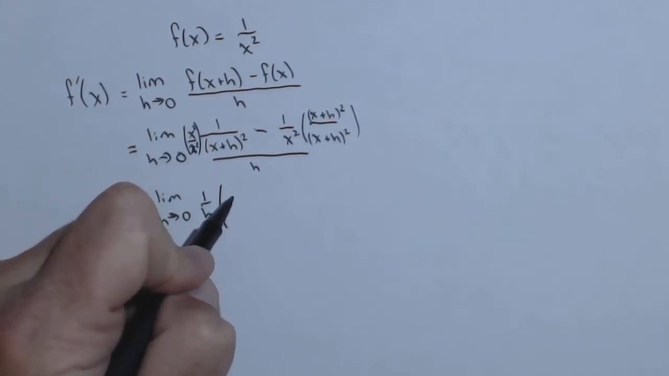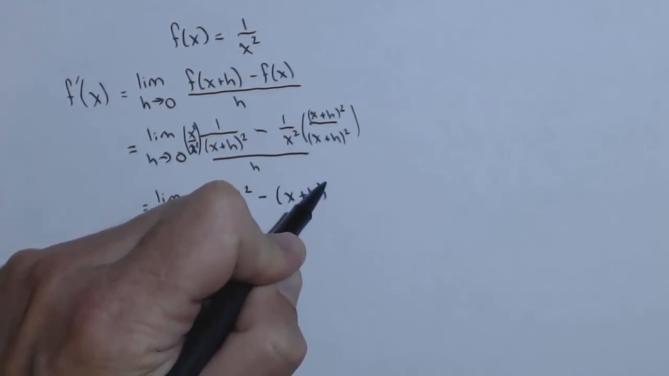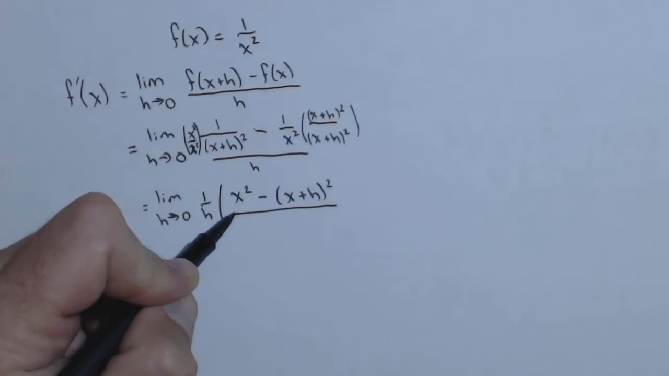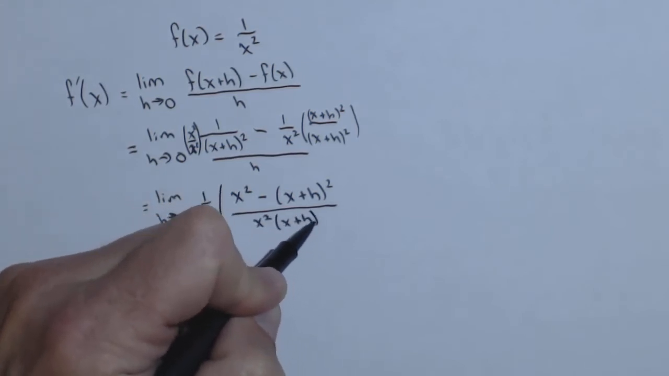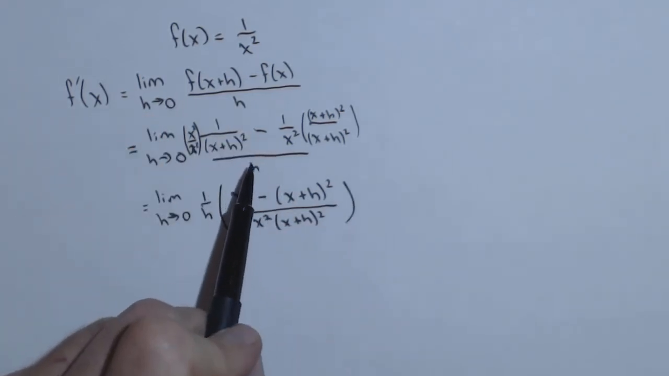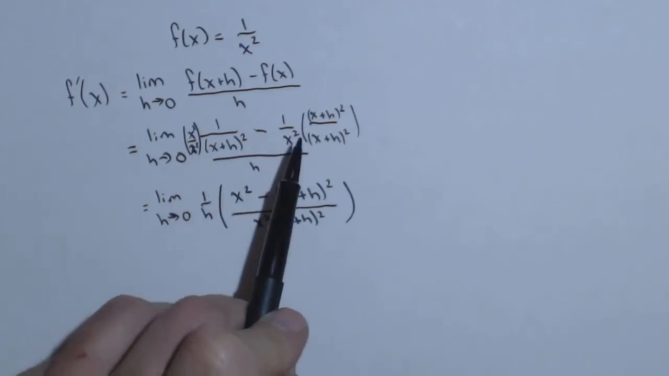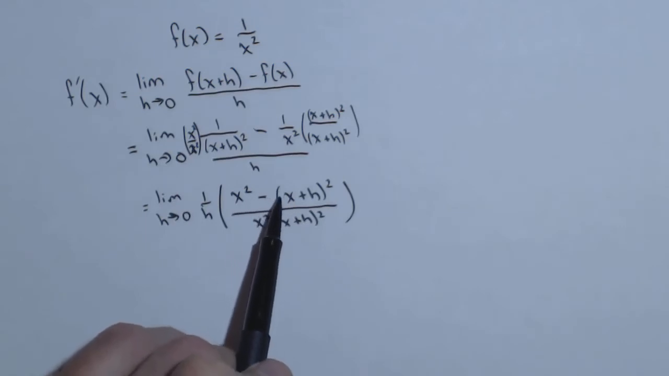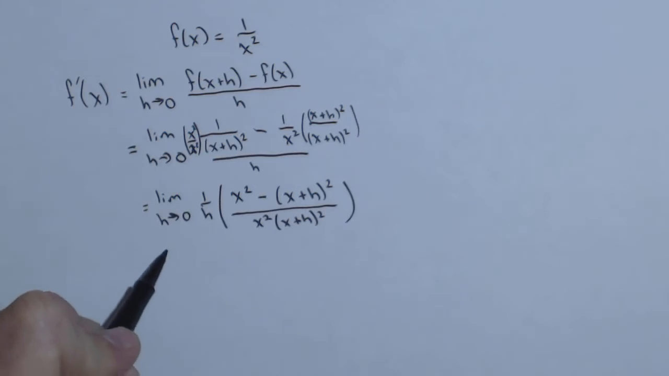And my numerator is going to be x squared minus x plus h, the quantity squared. This is over my common denominator of x squared times x plus h, the quantity squared. So what's going on to get from this step to this step is, instead of dividing by h, we wrote this as 1 over h, so this h is right here. And then we found a common denominator so we can subtract the fractions. It's important to keep those parentheses because this negative will have to distribute.